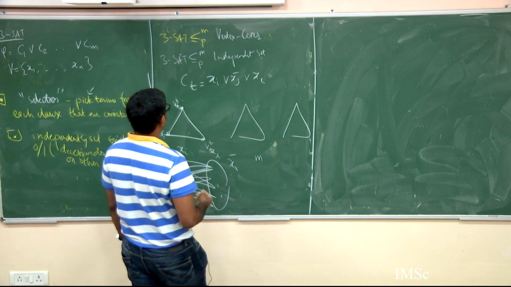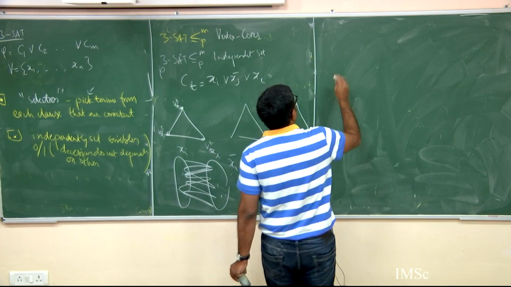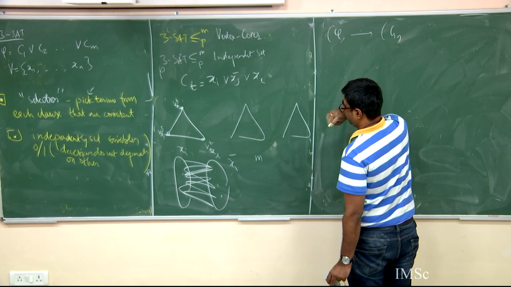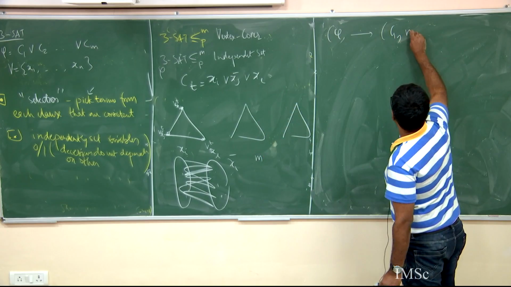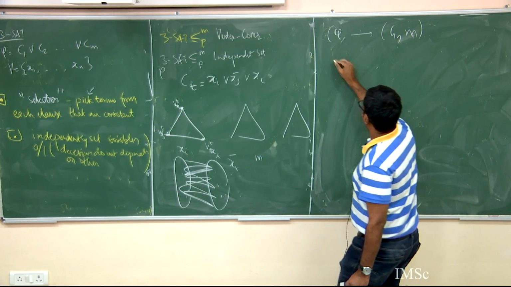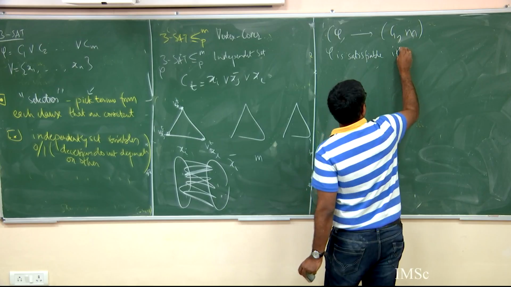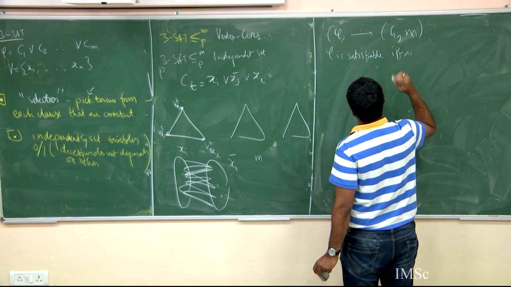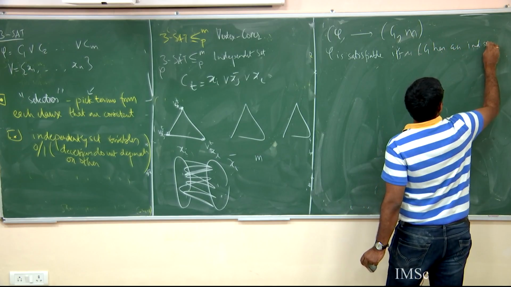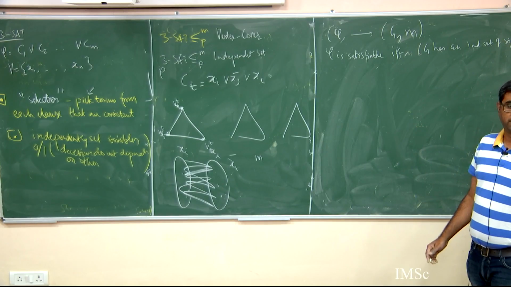So what I want to say? Given a phi, I constructed a graph G, the way I described, and I have n, m, where m is the number of clauses. So I say phi is satisfiable if and only if G has an independent set of size m.